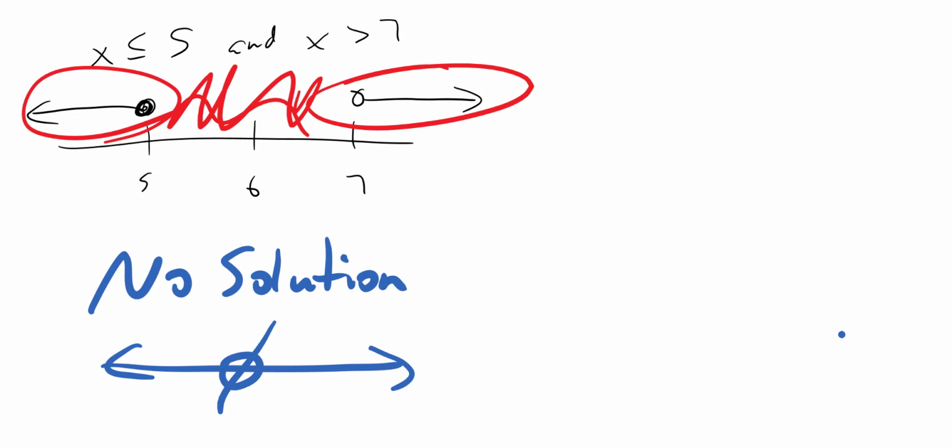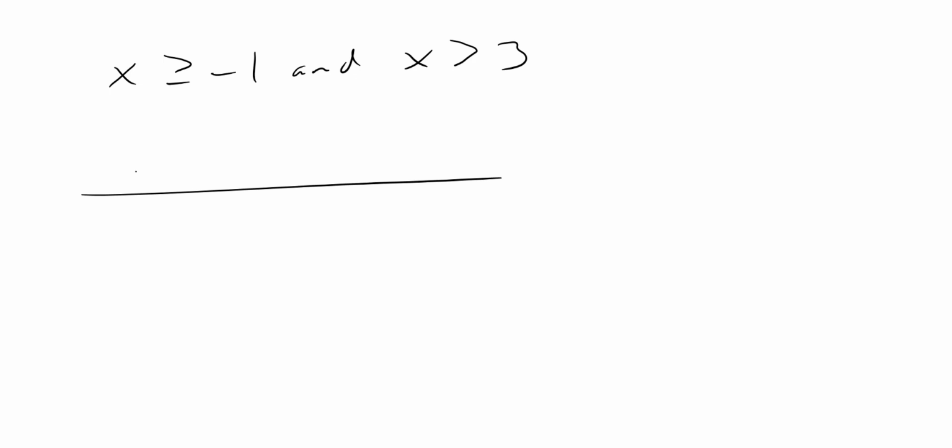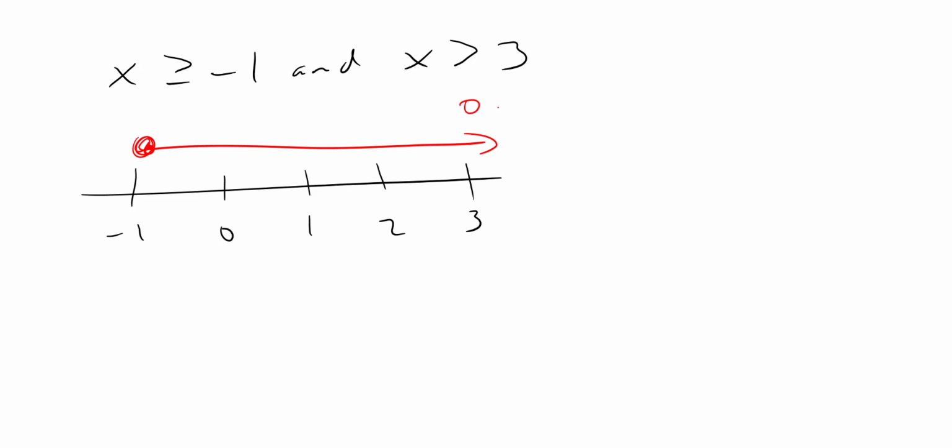So let's do a couple more here. Again, I'm just going to make these up off the top of my head. I'm going to say x is greater than or equal to -1, and x is greater than 3. All right, well here it is, -1, 0, 1, 2, and 3. So we graph it. x is greater than or equal to -1, and then x is greater than 3. Where do they start to overlap? They start to overlap right here. So it's at greater than 3.